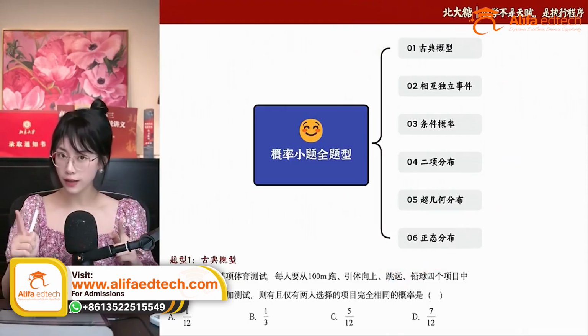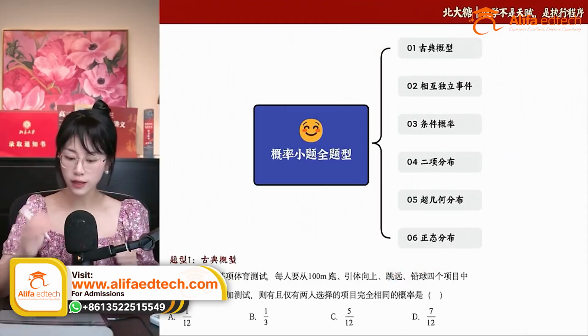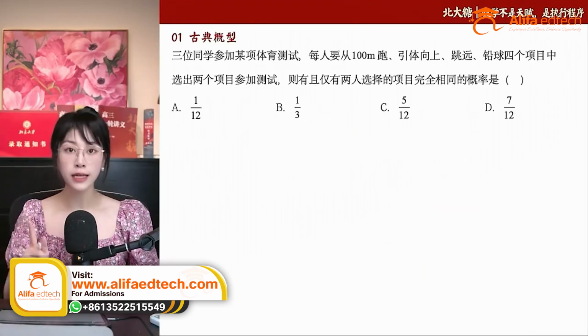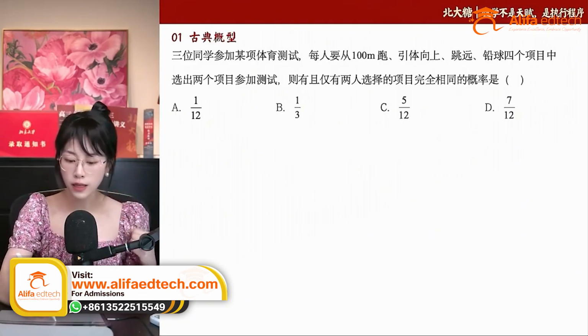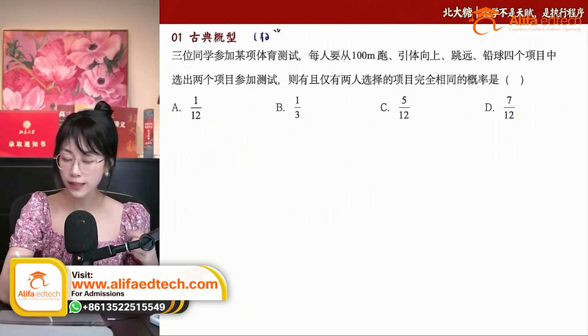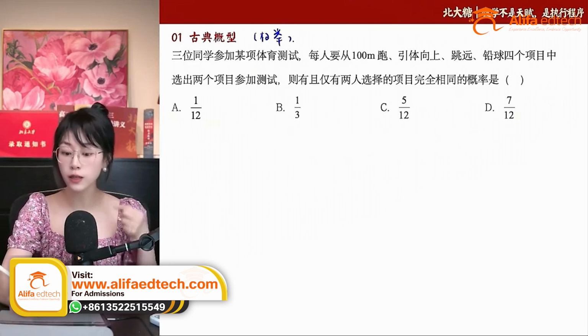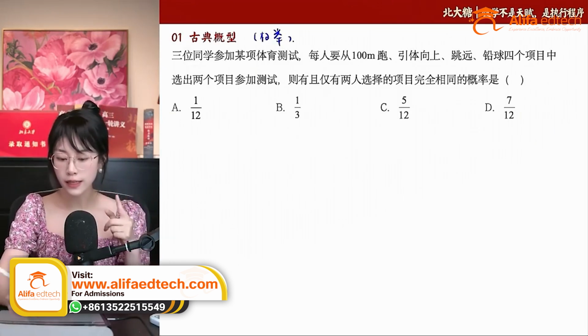In 8 minutes, I'll take you through all the basic probability questions. They're all very simple. So after this lesson, every probability question will basically be a free point for you. Let's start with the first type, classical probability. What is its essence? It's actually enumeration. What the college entrance exam tests is enumeration.